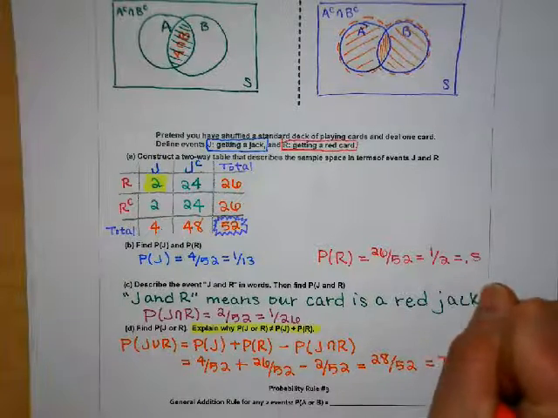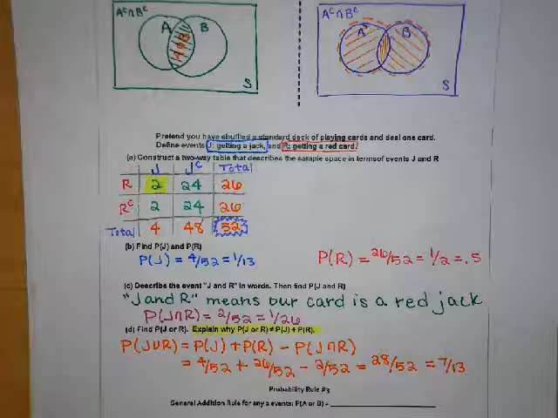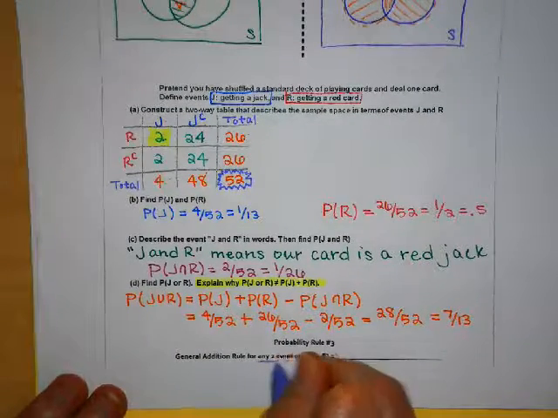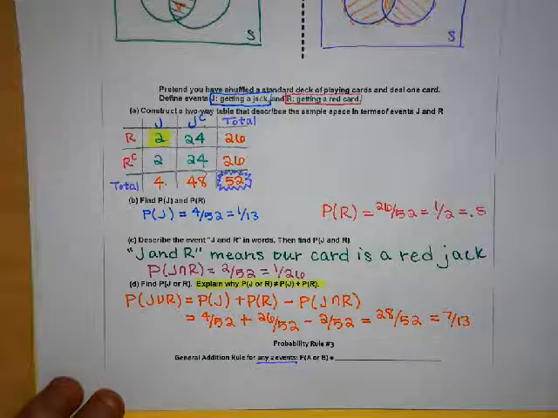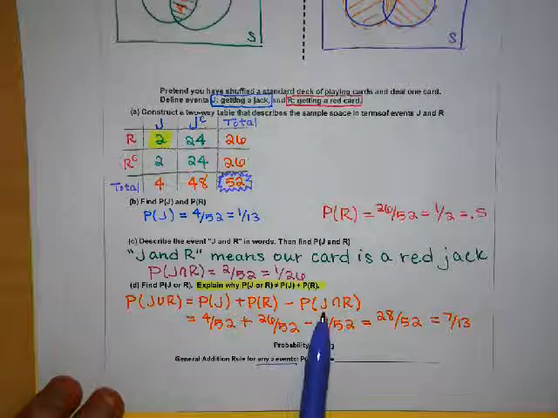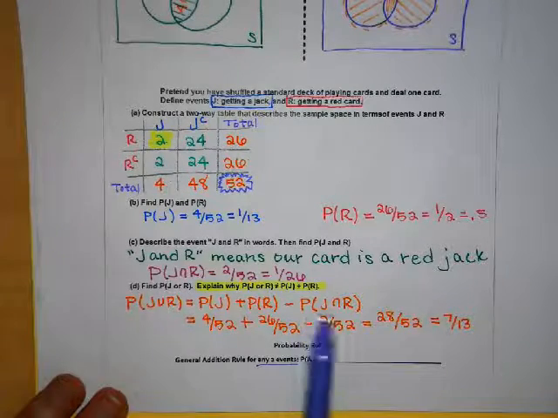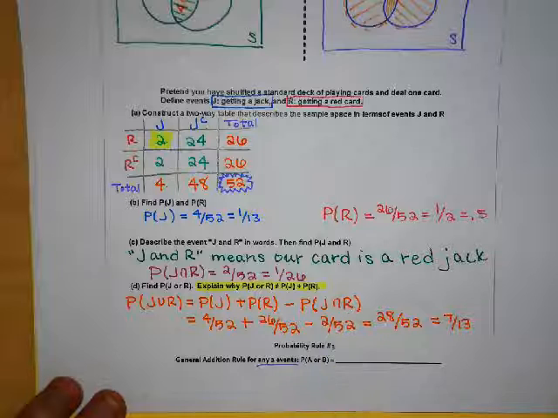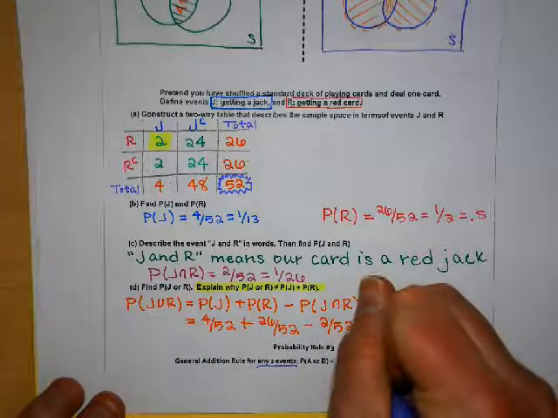And that leads us to rule number 3, the general addition rule for any 2 events. So you could use this rule with mutually exclusive because if J and R were mutually exclusive, this would be 0. So we would be subtracting 0, which wouldn't affect our probability. So if you want to memorize this one, you can use it for any 2 events.